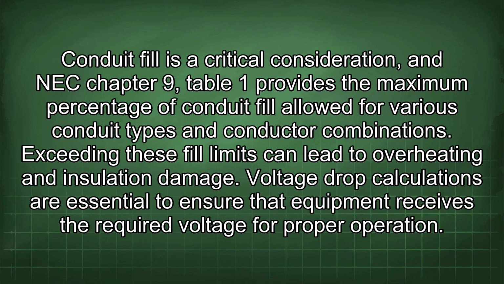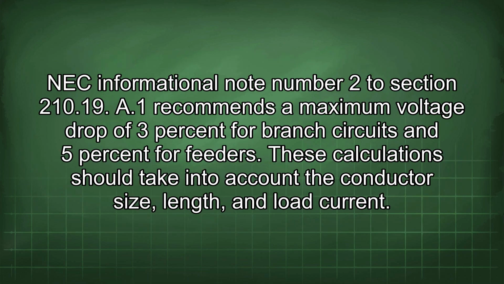Conduit fill is a critical consideration, and NEC Chapter 9, Table 1 provides the maximum percentage of conduit fill allowed for various conduit types and conductor combinations. Exceeding these fill limits can lead to overheating and insulation damage. Voltage drop calculations are essential to ensure that equipment receives the required voltage for proper operation. NEC Informational Note Number 2 to Section 210.19(A)(1) recommends a maximum voltage drop of 3% for branch circuits and 5% for feeders. These calculations should take into account the conductor size, length, and load current.